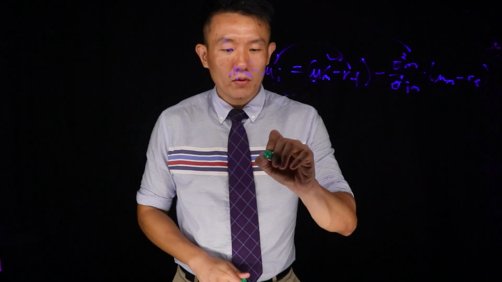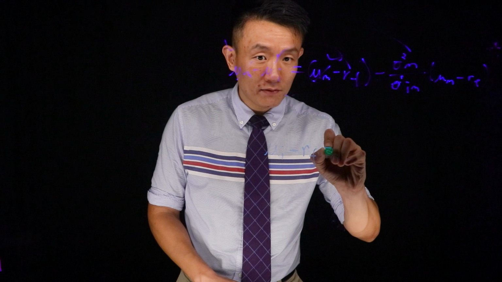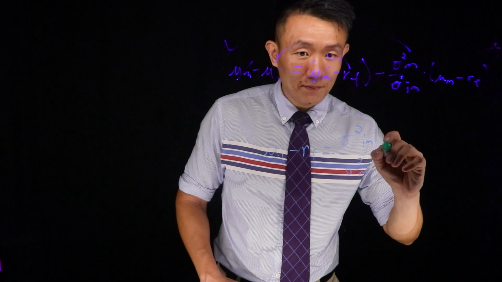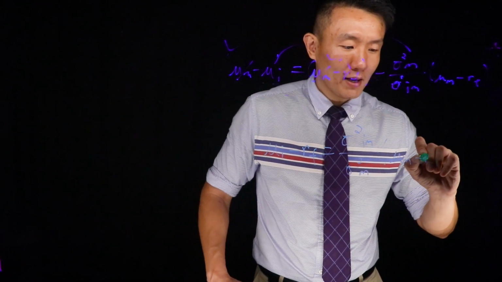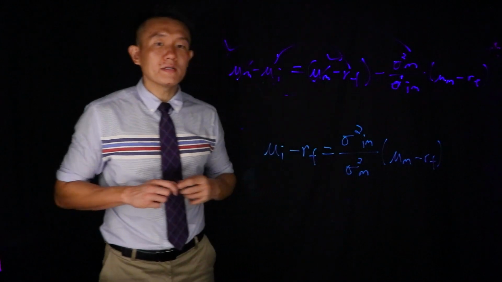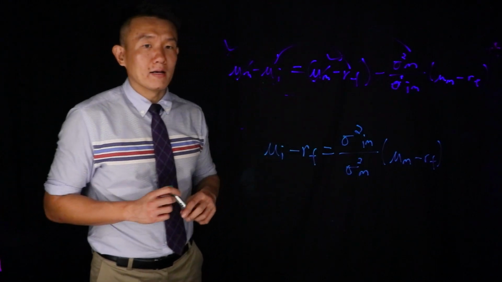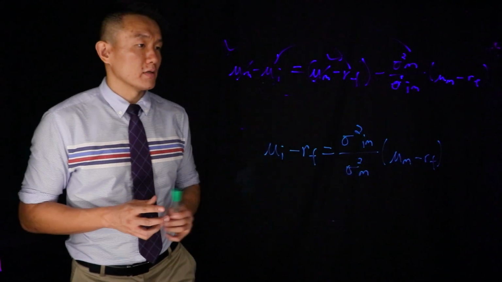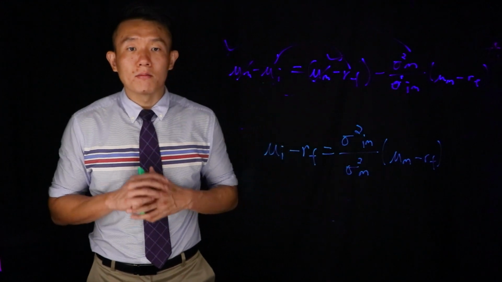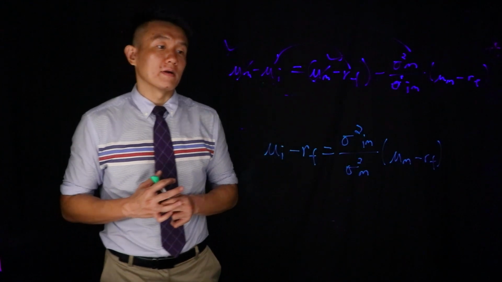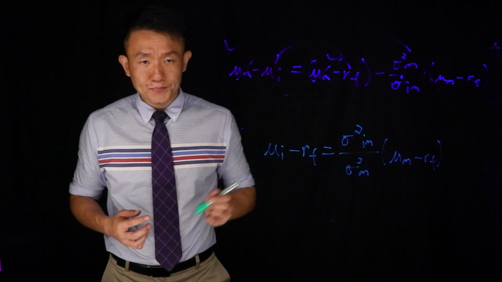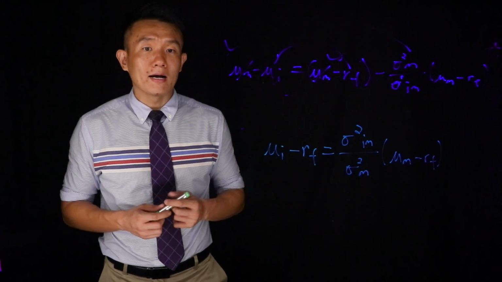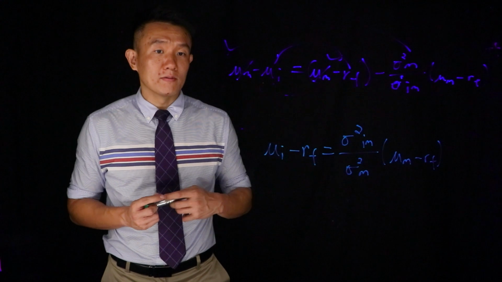I'm going to get that mu_i minus r_f is equal to sigma_im divided by sigma squared_m times mu_m minus r_f. Okay, so this equation is actually telling us a lot. Here, we have the risk premium to the market portfolio, right? This is the excess return that the market portfolio can earn over the risk-free rate. On the left-hand side, we have the excess return to the stock i. So this is the return to stock i minus the risk-free rate.